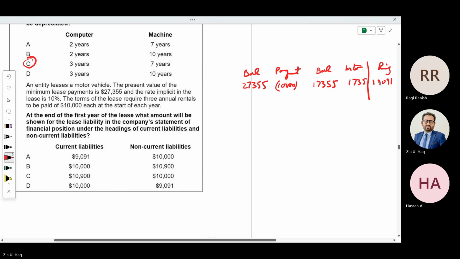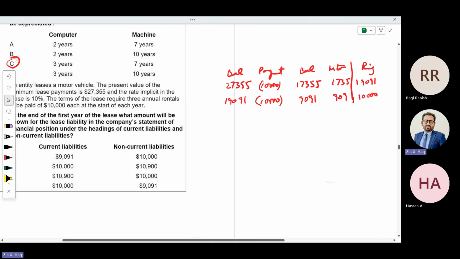19,091. So next, this will be the 19,091 balance. You made a payment of 10,000. So remaining will be 9,091 and 10% will be 909. And by adding this into this, 10,000 complete. Yes.